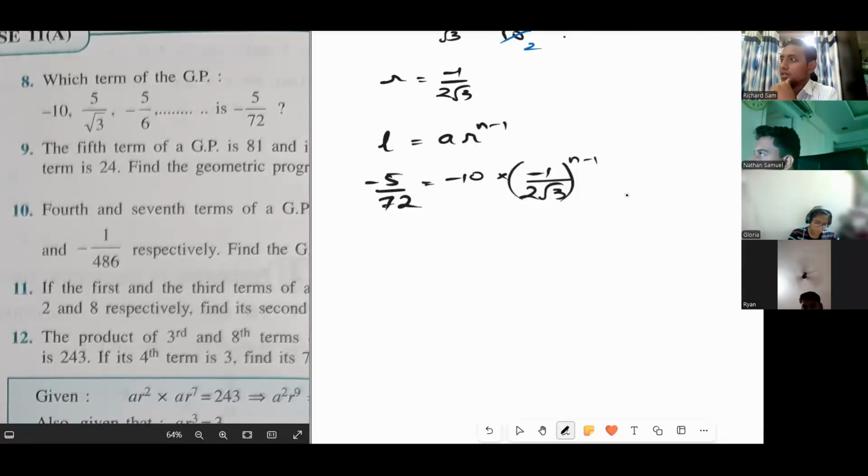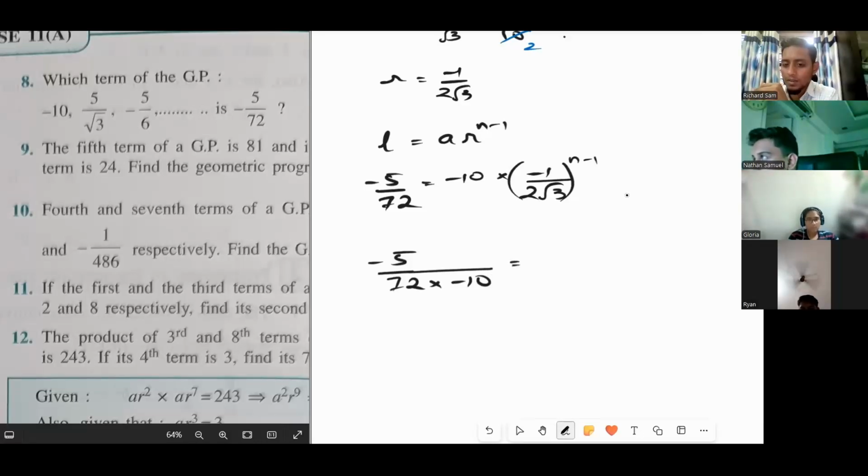We will write it as divide. Okay, so just watch. So minus 5 upon 72. Let's take this minus 10 on the left side. What will happen if you bring it to the left? No, it's multiplied. So it'll get divided. Means the 10 will come in the denominator. Clear?